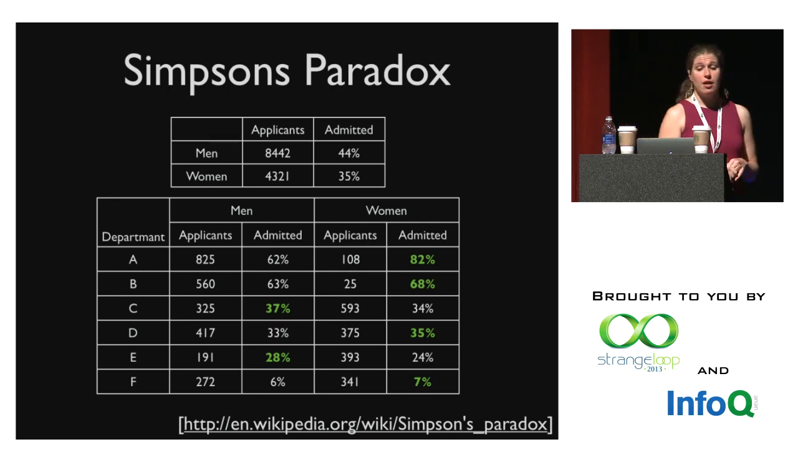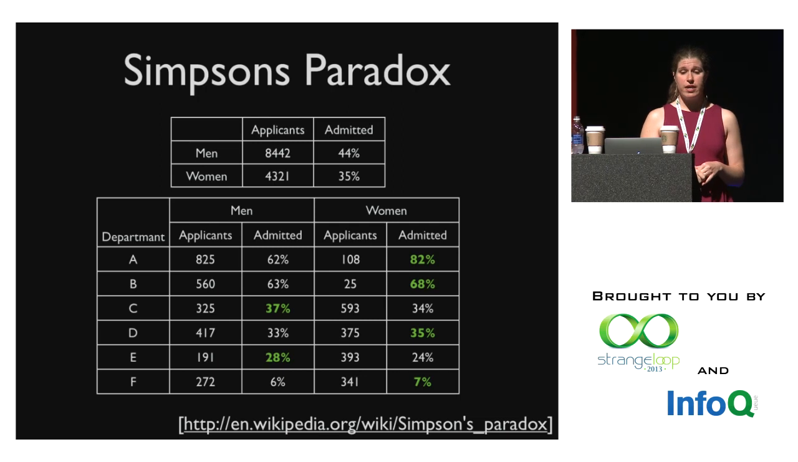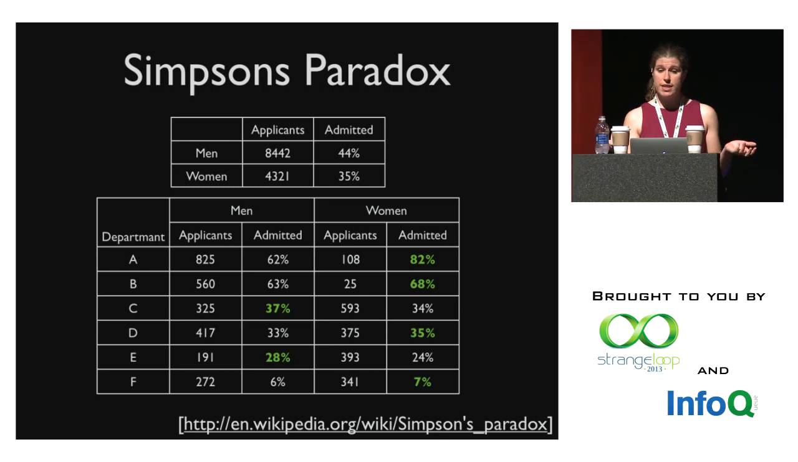But when examining the individual departments, it appeared that no department was significantly biased against women. In fact, most departments had a small but statistically significant bias in favor of women. The data from the 6 largest departments are shown here. So what's the explanation?